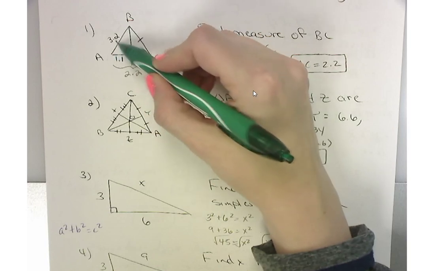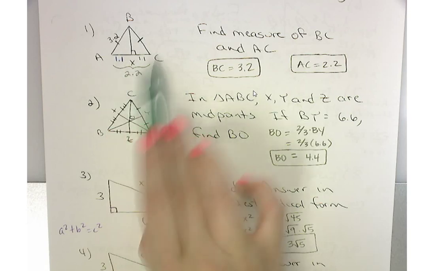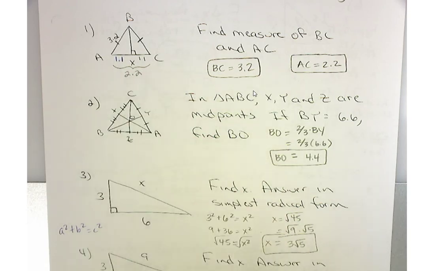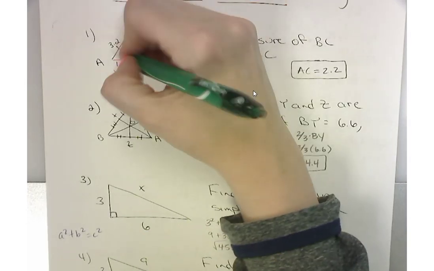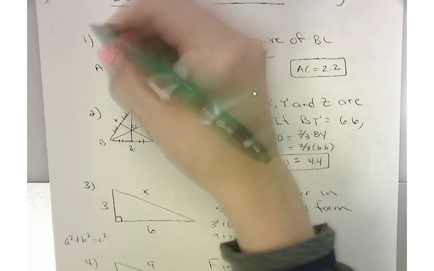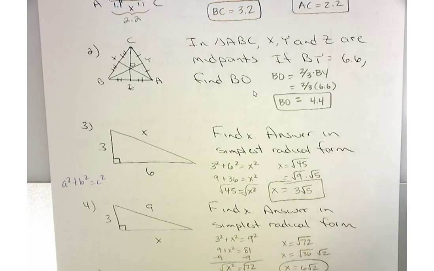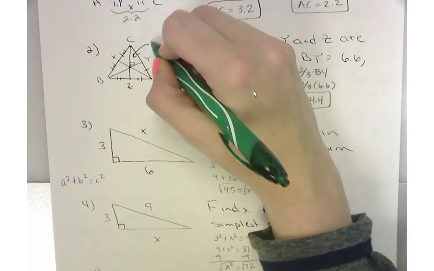All right, for 2, this here is the centroid. So remember that the rule with the centroid is if you have the median, the point that goes from the centroid to the vertex is going to be 2/3 the length of the median. Okay, and then so 2/3 times 6.6 is going to be 4.4. That's how you get your answer.